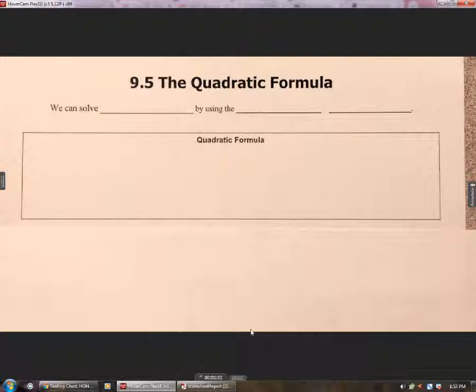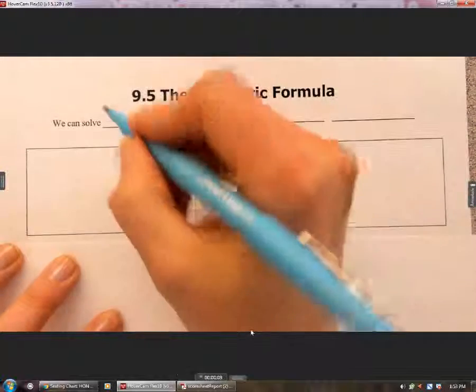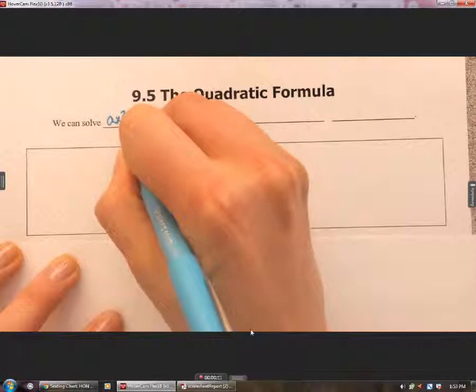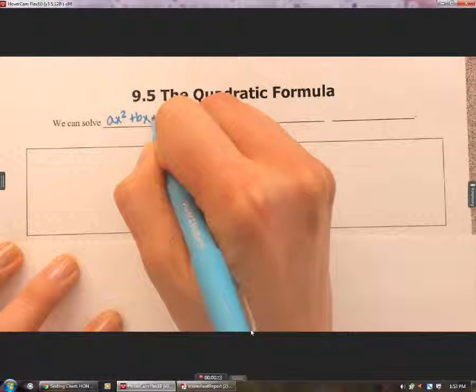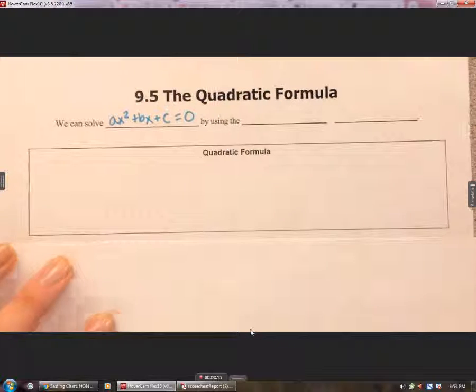All right, 9-5. So we can solve. We've been looking at equations that are like ax squared plus bx plus c equals 0. We've solved these a few different ways. Do you guys remember any ways we've solved them so far?